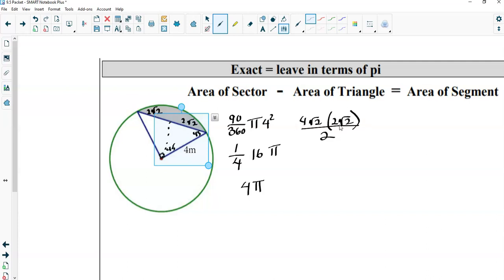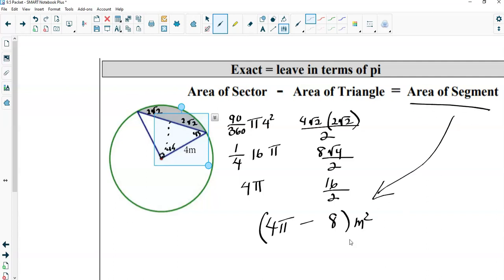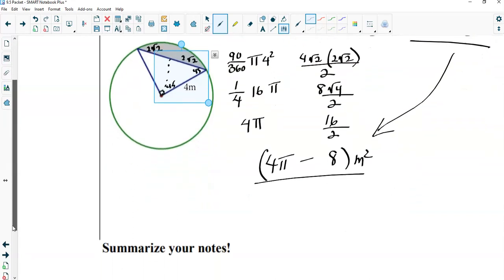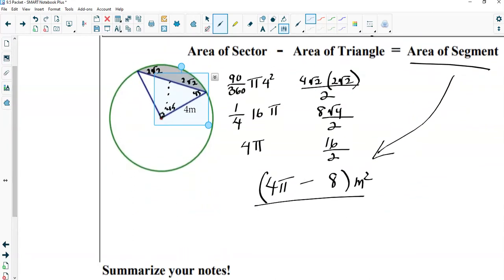That would be the area of the triangle, right? So 4 times 2, that's 8. So this is 8 times the square root of 4 divided by 2. Well, the square root of 4 is 2, so this is the same as 16 divided by 2, which is 8. So 4 pi minus 8 square meters. That would be the area of the segment. Right there, that's the exact measurement. Alrighty, so make sure you summarize your notes and go practice.